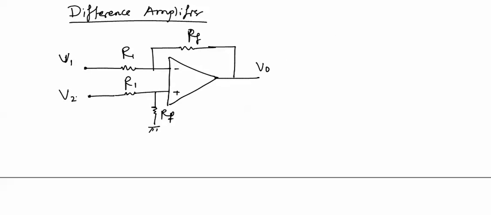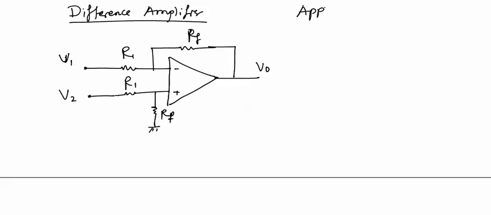Now this is called a difference amplifier, in which we have applied input to both the terminals, inverting and non-inverting terminals. This circuit can be solved by applying superposition principle. Superposition principle means this circuit can be analyzed by considering only a single source at a time.